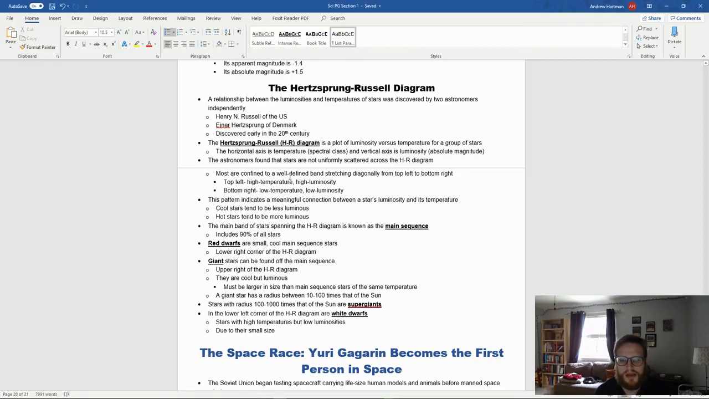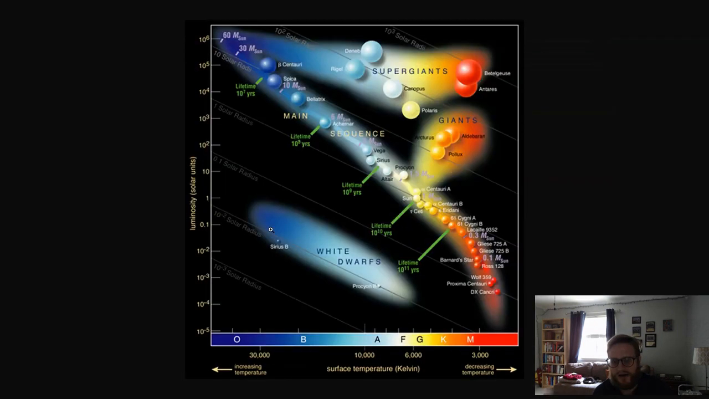Let's get back over. So what we see here is that the expectation of astronomers was that it's going to be kind of random, right? That these stars were going to show up all over the chart. But what it turns out is that actually there is a pretty uniform distribution of most types of stars, right? As we can see here in what is called the main sequence.